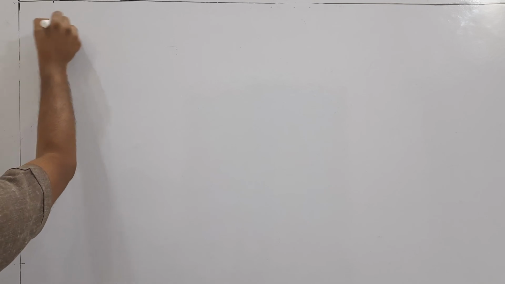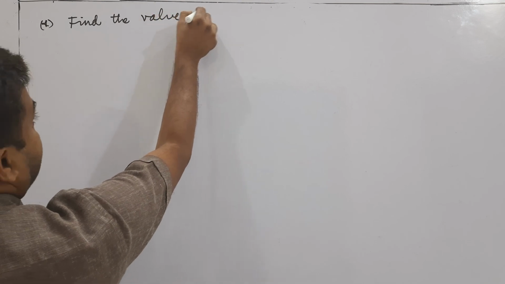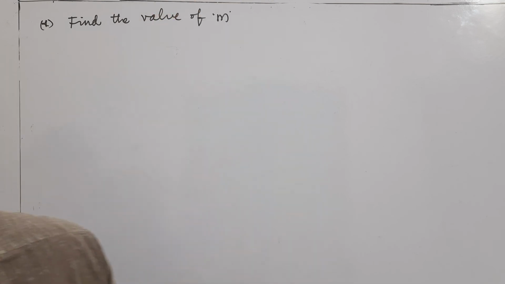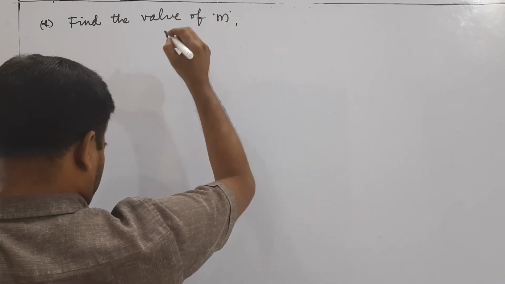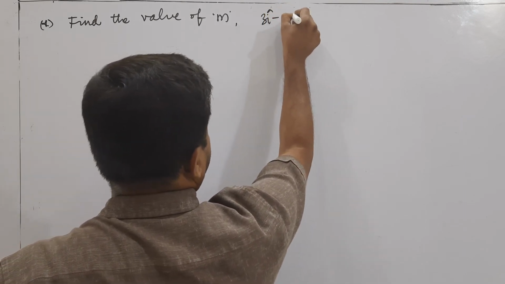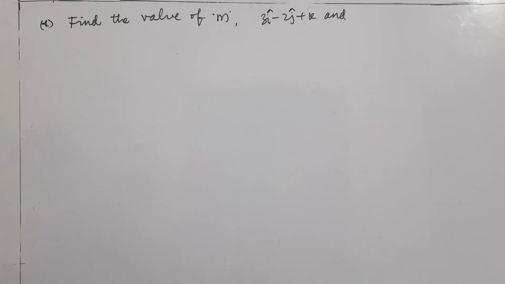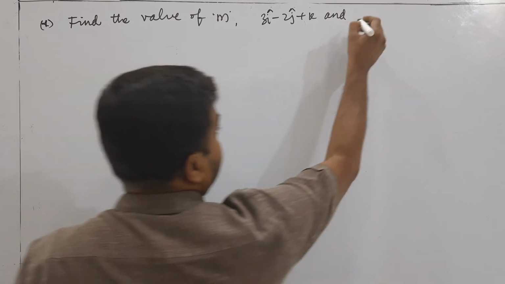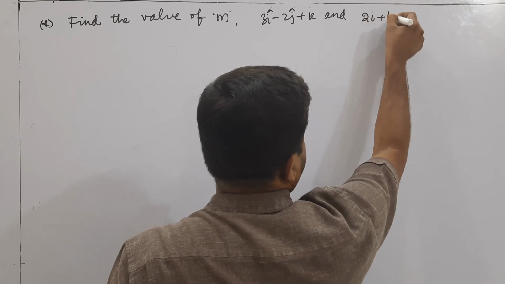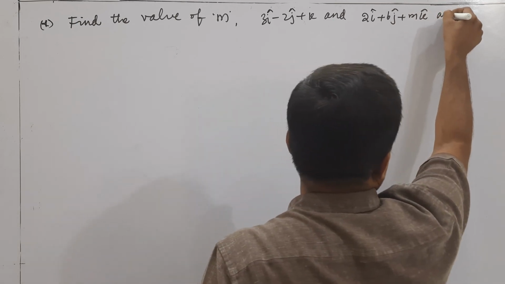One problem is there. Find the value of m such that the vectors 3i minus 2j plus k and 2i plus 6j plus mk are perpendicular.